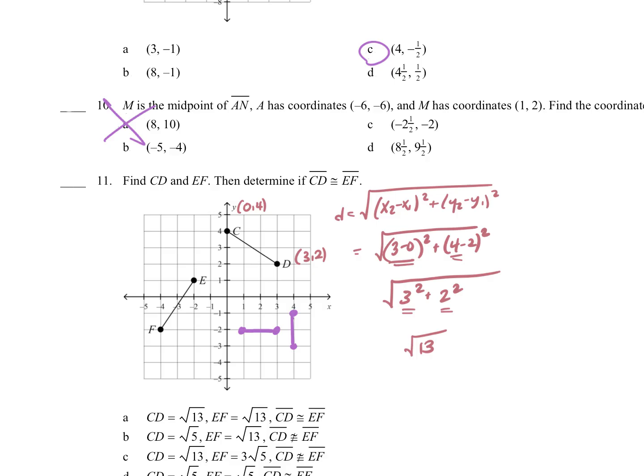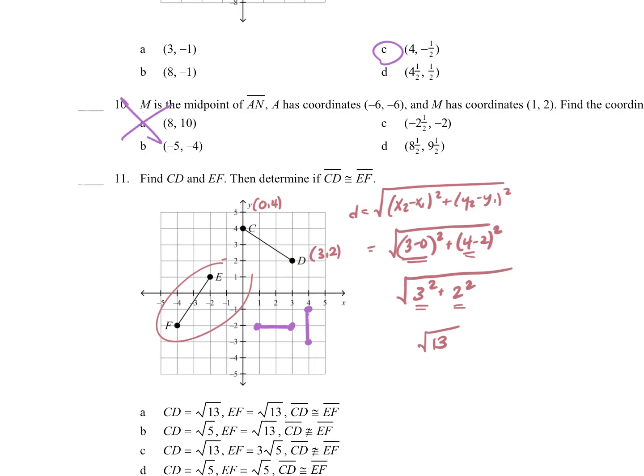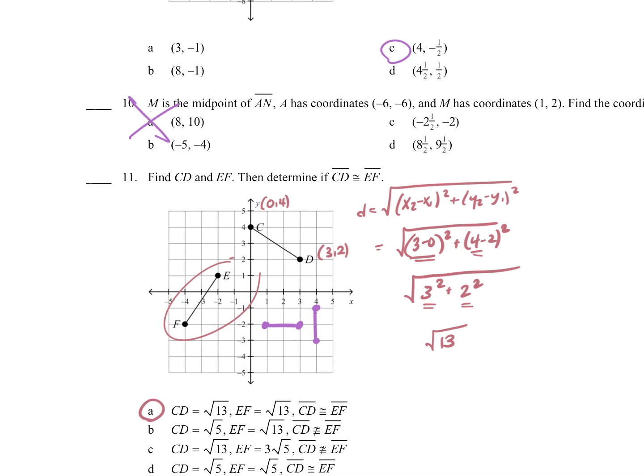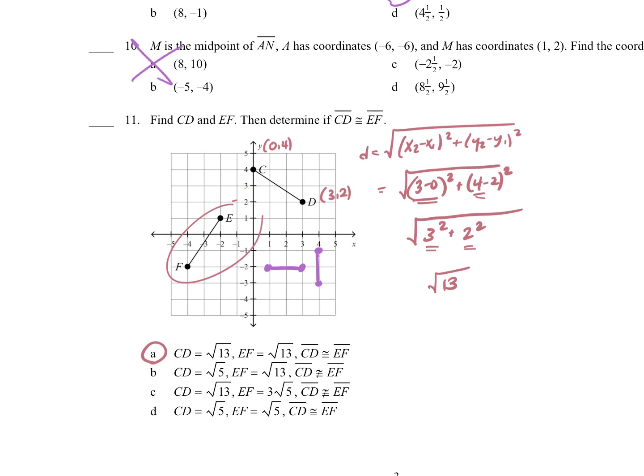Okay. I'm not going to work out this one. They look exactly the same. So I'm going to say that they are root 13 for this. I could cross these off. Well, not that one. I could cross off these two, because the length of these are the same. In this case, they're both root 13, not root 5. So the answer here is A.